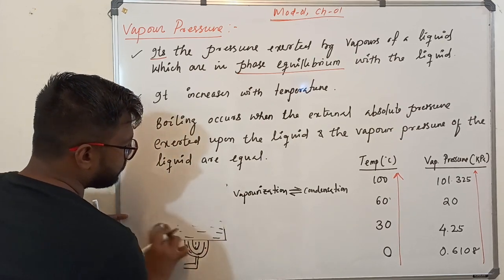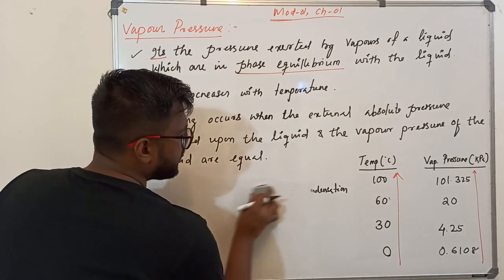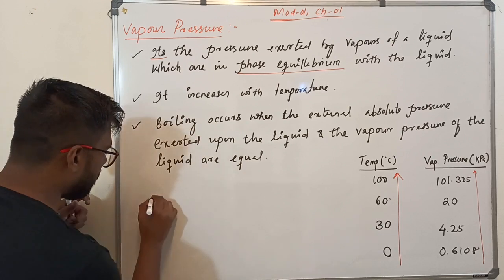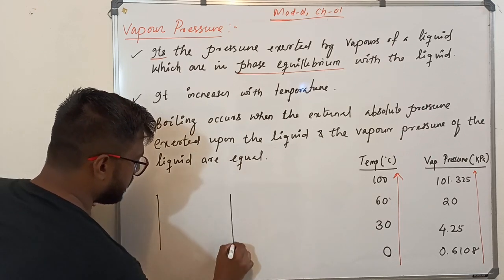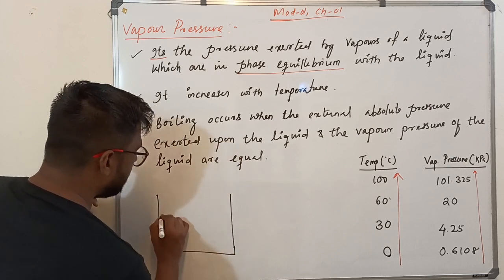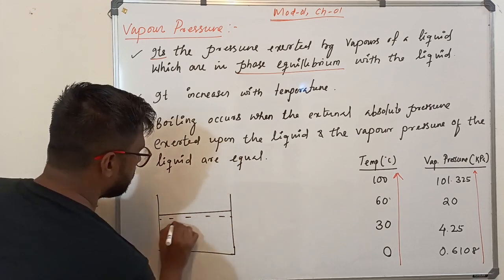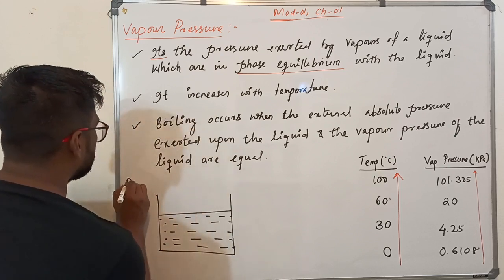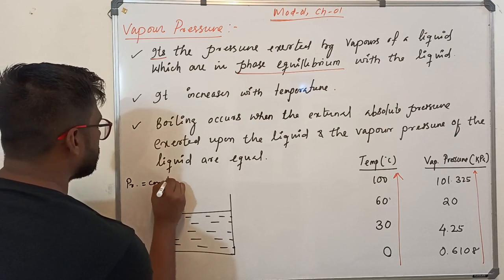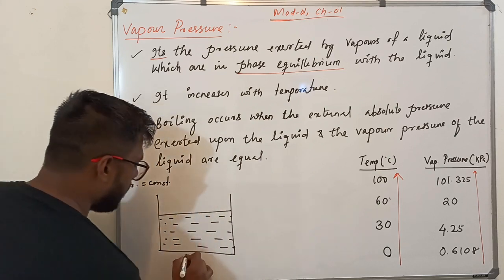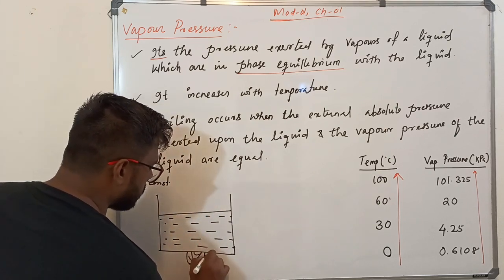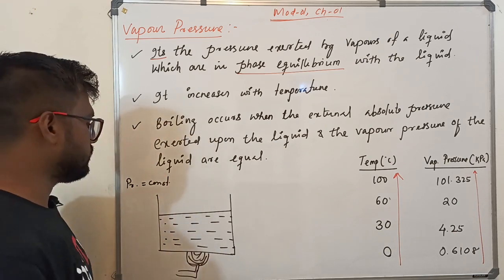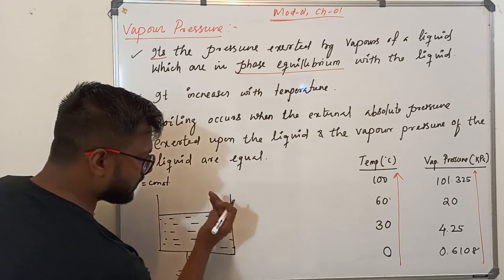To understand this concept of boiling, I need a little bit of your attention. This is your container, and in the container you have some liquid. Assume the pressure is constant, and you are heating. This is what you do when you cook rice or vegetables in your kitchen. You are increasing the temperature.